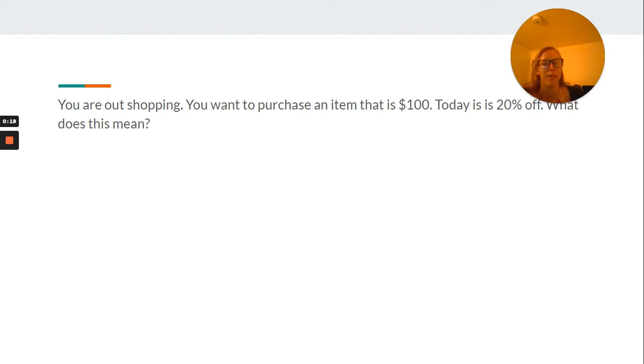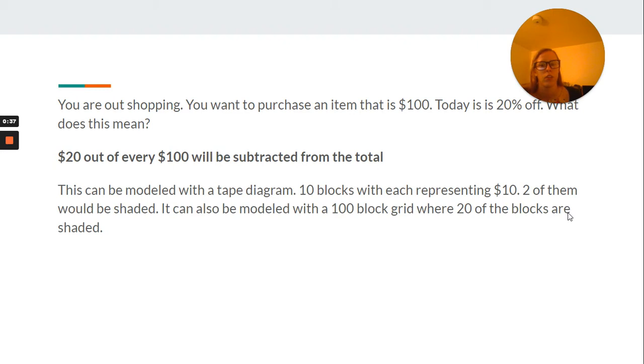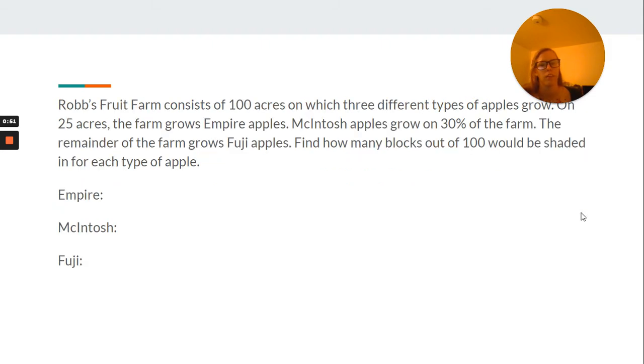Okay, so pretend you're out shopping. You want to purchase an item that is $100, but today it is 20% off. What does that mean? Well, it means that $20, which is 20% of 100, will be subtracted from the total. So we can use a tape diagram to model it. 10 blocks, each representing $10. 2 would be shaded, that's the 20%, or a 100 block grid where 20 of them are shaded. Both mean the same thing.